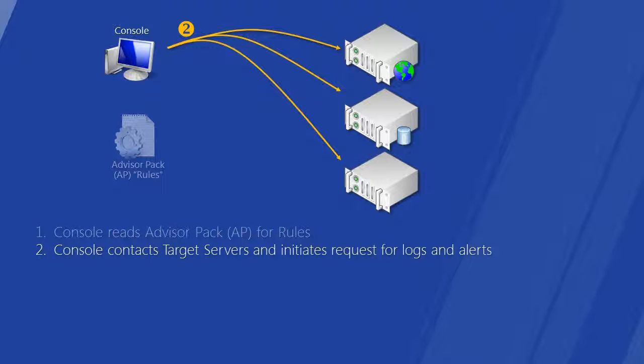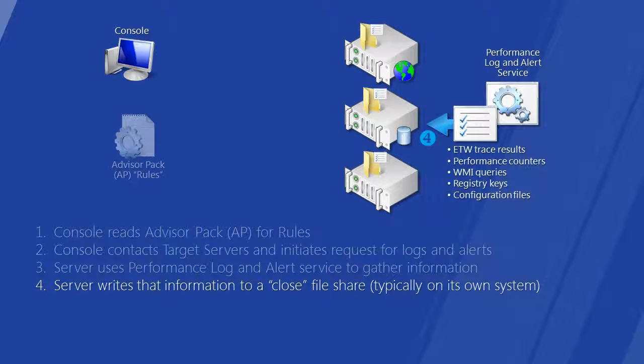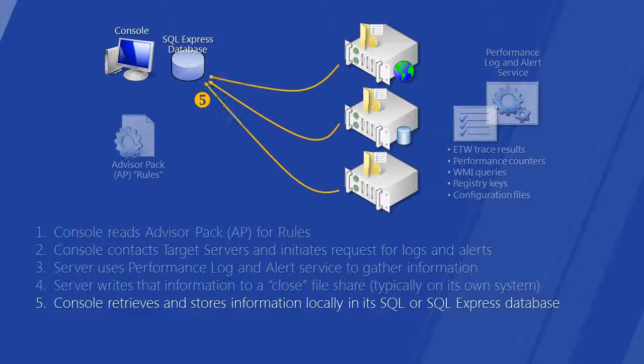The rules go into SPA. SPA then contacts servers via the Performance Logs and Alerts service, or we'll call it the PLA service. The PLA service can collect a number of things on your behalf, like ETW trace results, performance counters, WMI queries, registry keys, and some configuration files. Once it contacts that service, it collects the data that you're interested in, and it puts it into a file share, or a UNC path, an SMB path, such that SPA can then read that data back into the SPA console.